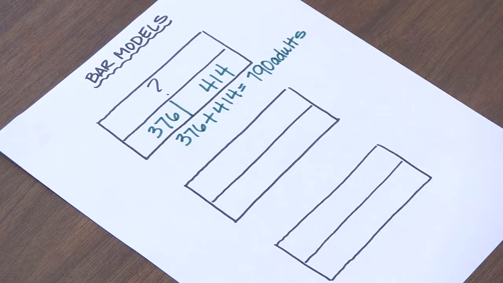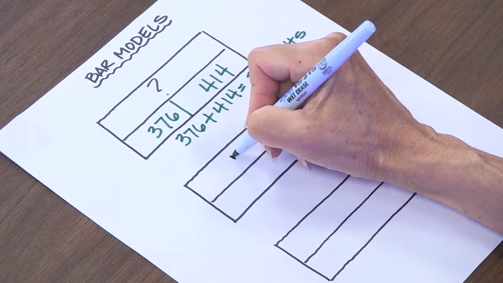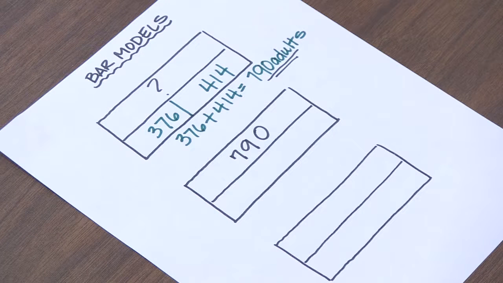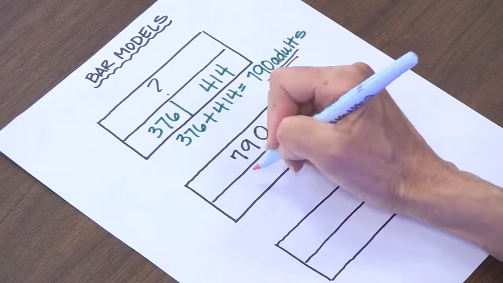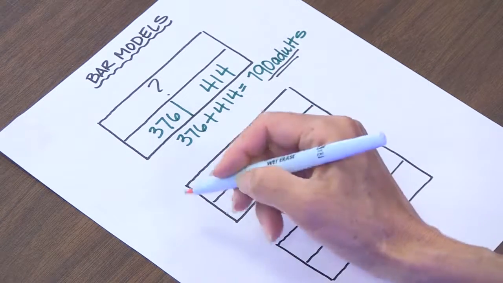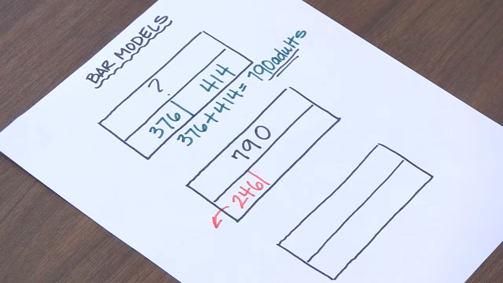The question stated there were 246 fewer kids than adults. Using what we know from our first step, let's put the total number of adults in our whole box. Since there were 246 fewer kids than adults, let's write 246 in one of our part boxes with an arrow to show that we are taking away 246 from the total. How would you write this as an equation?